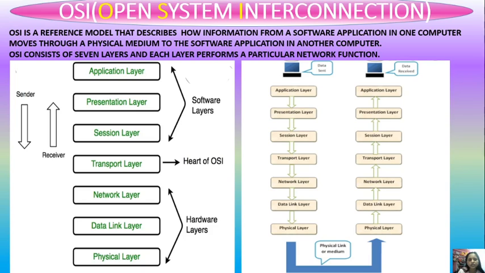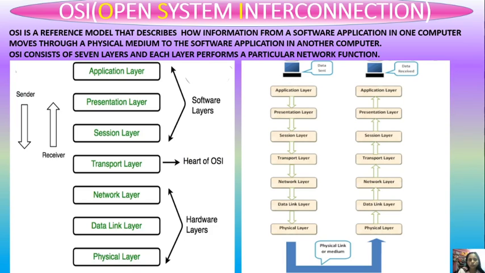A reference model is like a structure that describes how information from a software application in one computer moves through a physical medium to the software application in another computer. We can say it describes how information moves through a physical medium from one computer to another using software. This reference model or structure is called OSI, Open System Interconnection. It shows how information is moving from one computer to another computer.